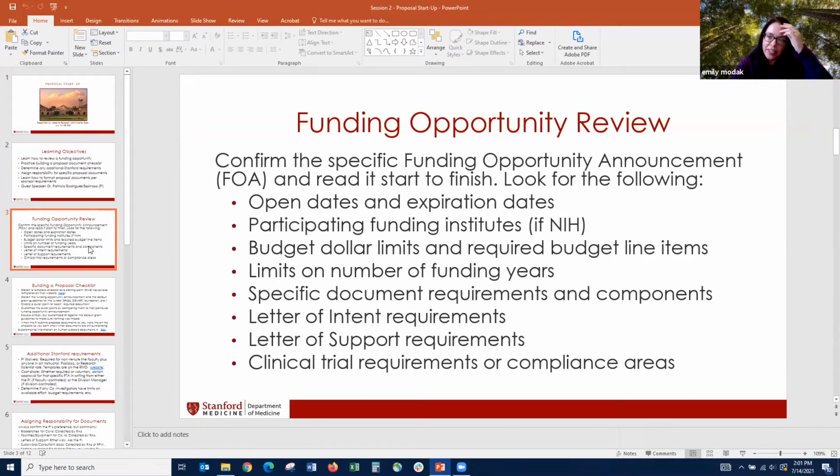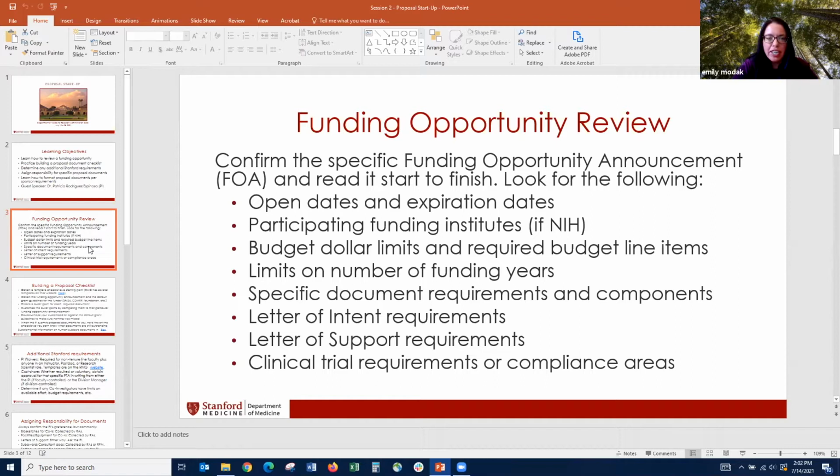First item is funding opportunity review. I'm going to go through these bullet points, and then I'm going to actually walk you through an NIH funding opportunity to show you what I mean. But as we've talked about before, confirm the specific funding opportunity announcement for what you're applying for and read it start to finish. Even though some of the sections won't necessarily apply to you, sometimes there are little pieces hidden away that really benefit from taking some detailed time to read through.